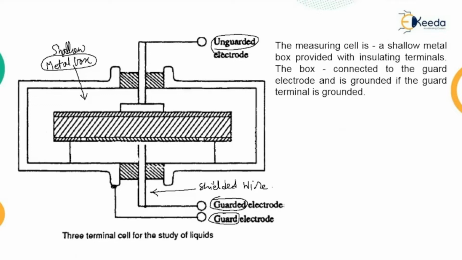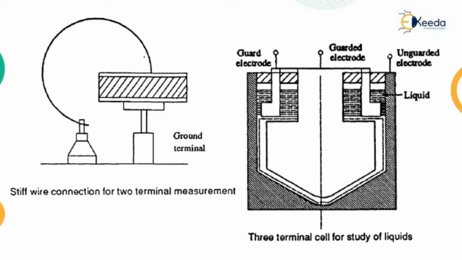Now, in the simple 2-terminal system, you can see this figure of the 2-terminal system that is used for the measurement purpose. This particular terminal is the high voltage terminal.